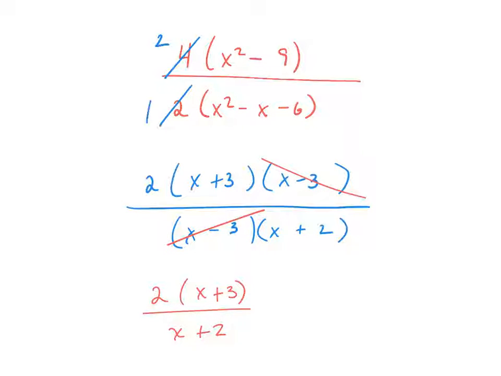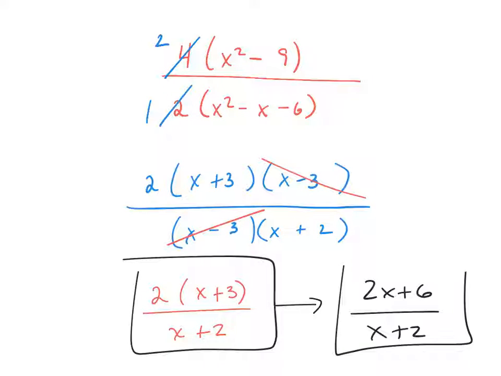Again, I can write this many different ways. I could write the same expression as 2x plus 6 over x plus 2. Either of these two are acceptable. All I did was distribute the 2 into the numerator and give you a separate way of looking at it. But in either case, it cannot be simplified further.